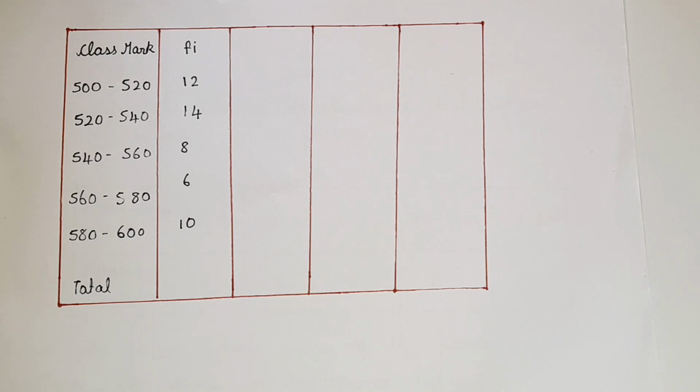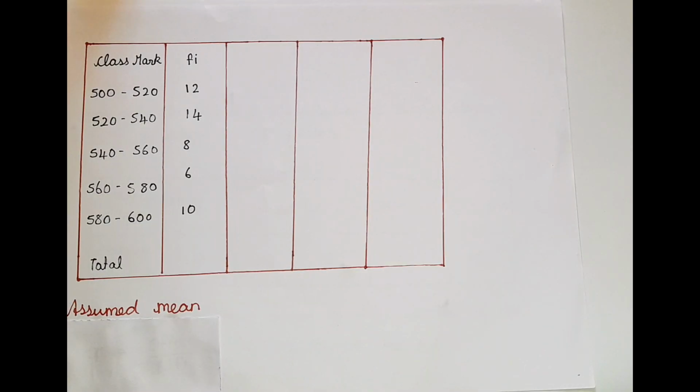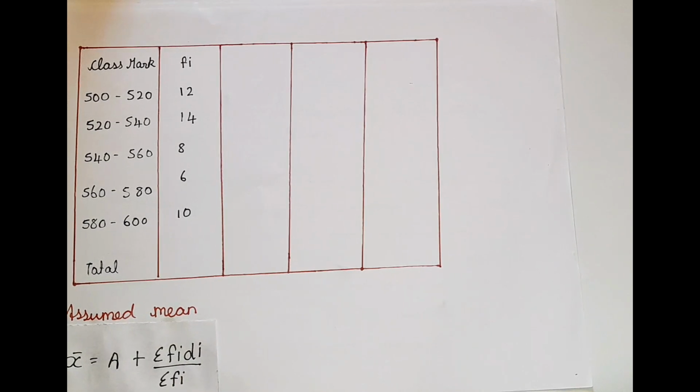So what is the formula for the assumed mean? Okay guys, now I am going to write the formula for the assumed mean. The formula is x bar is equal to A plus sigma fi di divided by sigma fi. So this is the formula for the assumed mean.